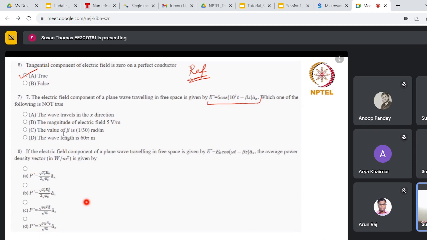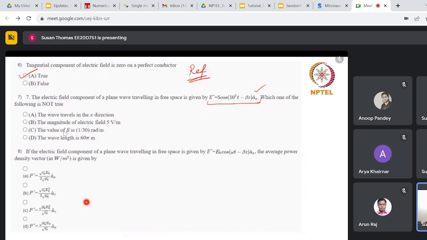Is it traveling? Let us see, does the wave travel in the X direction? So you are given an electric field equation which says that electric field has an AX component. Electric field has an AX component. But how about the wave travel? How about the wave travel?